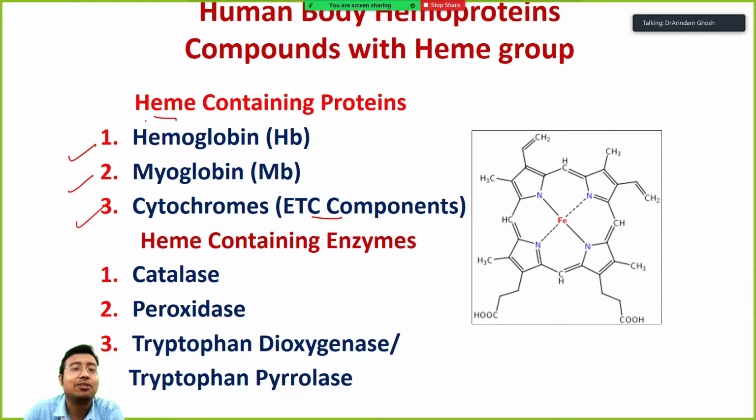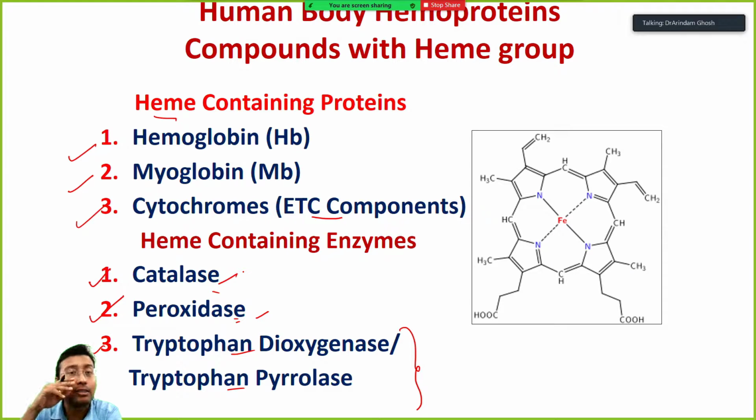Anyway, catalase is number one, then peroxidase, and tryptophan dioxygenase or tryptophan pyrrolase. This is not a must know area, but these two are. Catalase and peroxidase are important. They have an iron or heme group. Remember hemoglobin, myoglobin, cytochrome for heme containing protein, and catalase and peroxidase for heme containing enzyme.